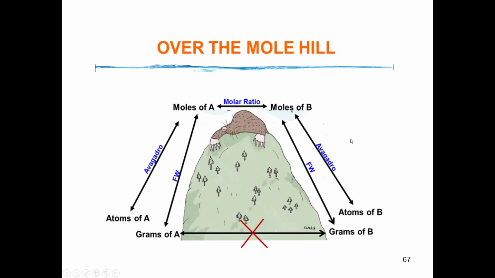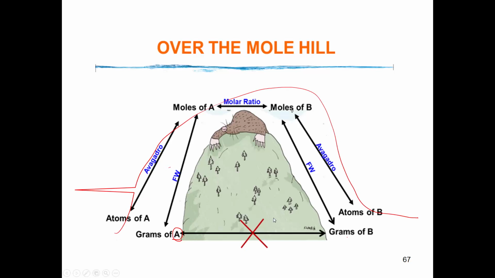Now I want to show you something that I've kind of come up with called somewhere over the molehill. And what this picture is showing you is this. When you are going from grams of something or atoms of something, and we're just going to call it A, you can't go directly from grams to grams. Okay, you cannot go under the molehill. You've got to go over the molehill.